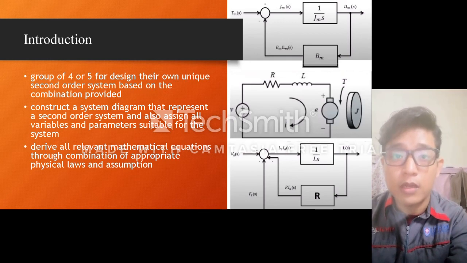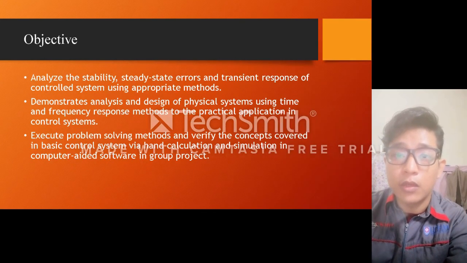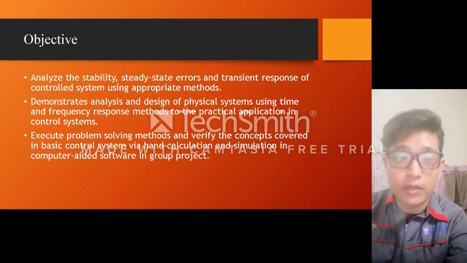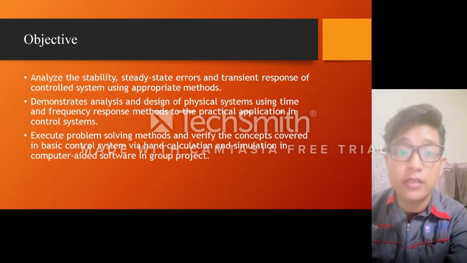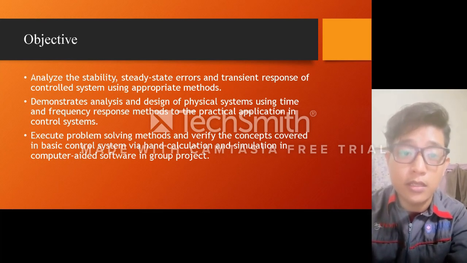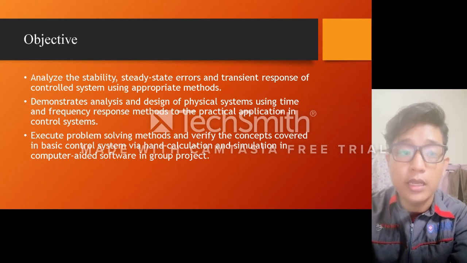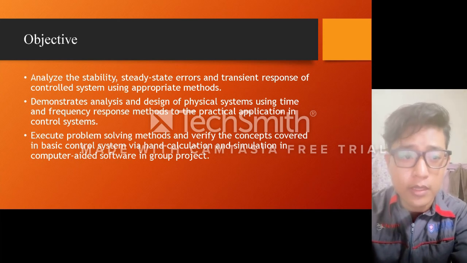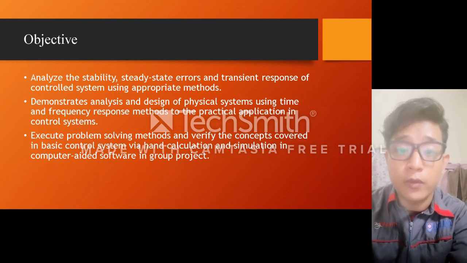Block diagram and signal flow graph of the system are needed based on the set of equations that we obtain. So for the objectives, there are several objectives that we can conclude in this presentation. The first one is to analyze the stability, steady state error and transient response of control system using the appropriate methods. Second, demonstrate analysis and design of a physical system using time and frequency response methods for practical application in control system. And lastly, the third, to execute problem solving methods and verify the concepts covered in basic control system via hand calculation and simulation in computer aided software in group project.